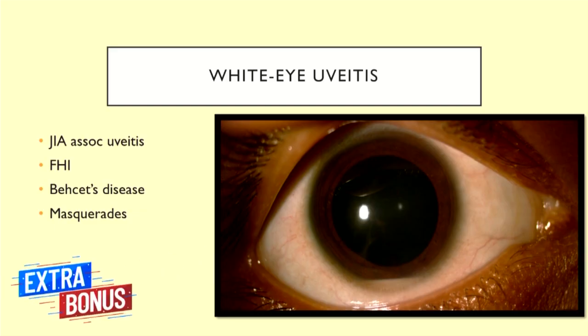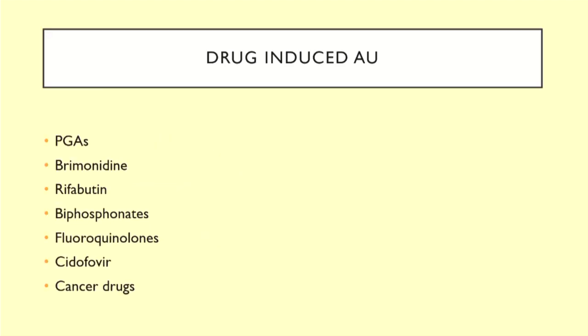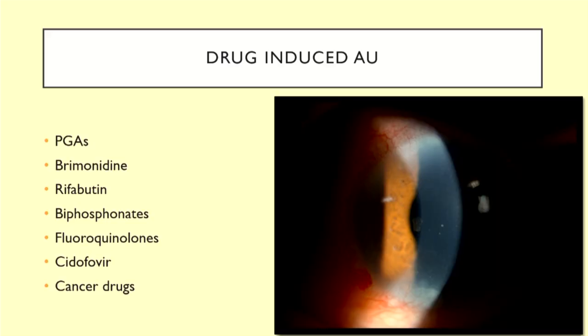So another extra point to learn here is what are the other causes of white eye uveitis. So JIA-associated uveitis, Fuchs, Behçet's. This patient is a 10-year-old kid who has presented with a white eye, loss of vision, and a cold hypopyon. So this is Behçet's, and even masquerades. So these are the few masquerades, few malignancies which can present with anterior uveitis alone. Lastly, you can have drug-induced anterior uveitis. So these are the various drugs which can cause anterior uveitis. So this is the photograph of a patient who's on brimonidine and has developed anterior uveitis.